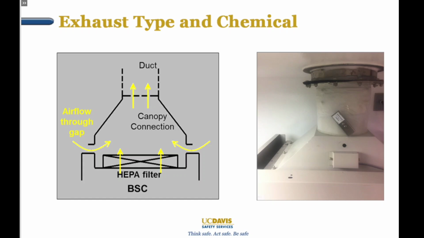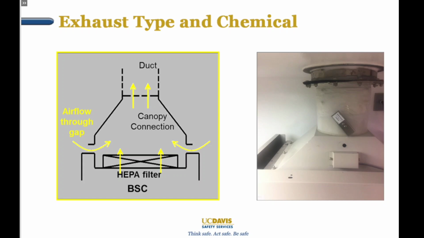Class 2 Type A2 BSCs can be tied into the building exhaust system through the use of a canopy or thimble connection. A canopy connection schematic is pictured on the left. Note the gap around the bottom that allows airflow in from the room. This canopy exhaust also draws the air coming out of the BSC and carries it out of the building. The canopy connection enables users to manipulate small amounts of volatile chemicals or toxic substances in conjunction with biological materials.